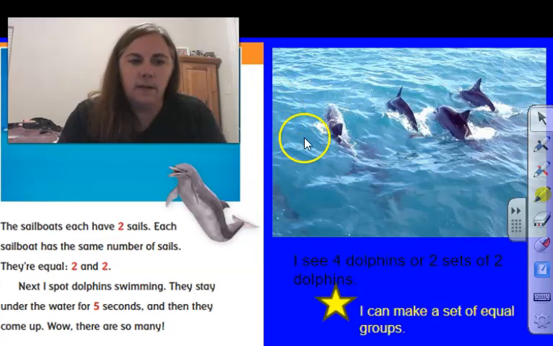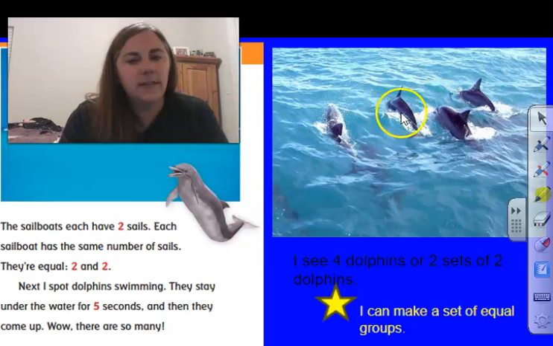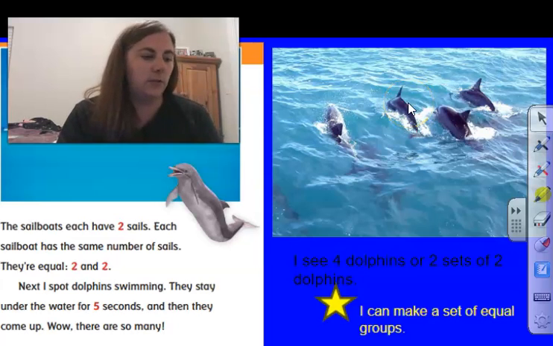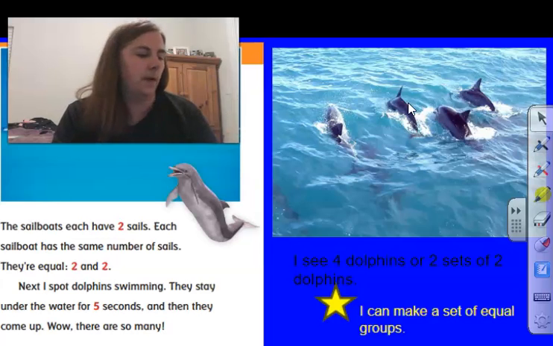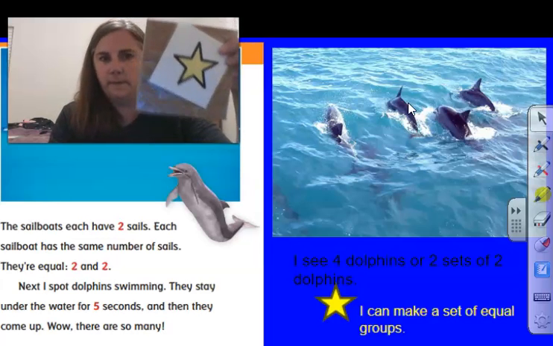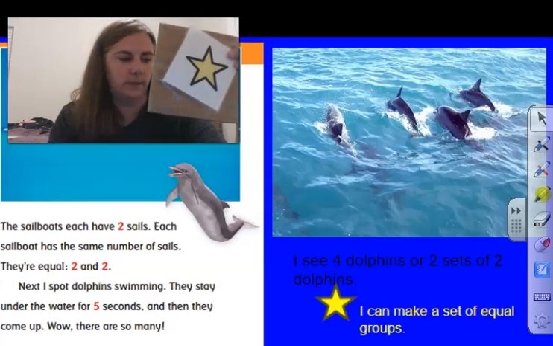All right, let's take a look at our dolphins. If I count them, the ones that are on top are the easiest one to see. So it's easiest for me to see 4 dolphins. 1, 2, 3, 4. So I see 4 dolphins, or we could divide them into sets. I could have 2 sets of 2 each. 2 sets of 2. All right, let's read. I can make a set of equal groups.